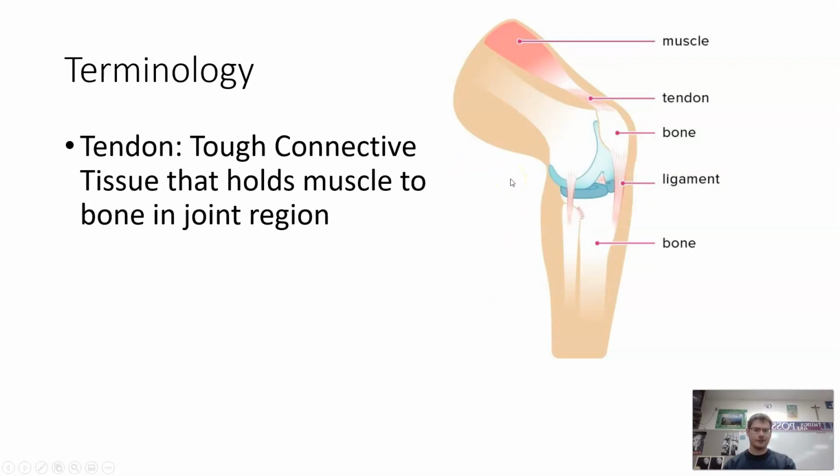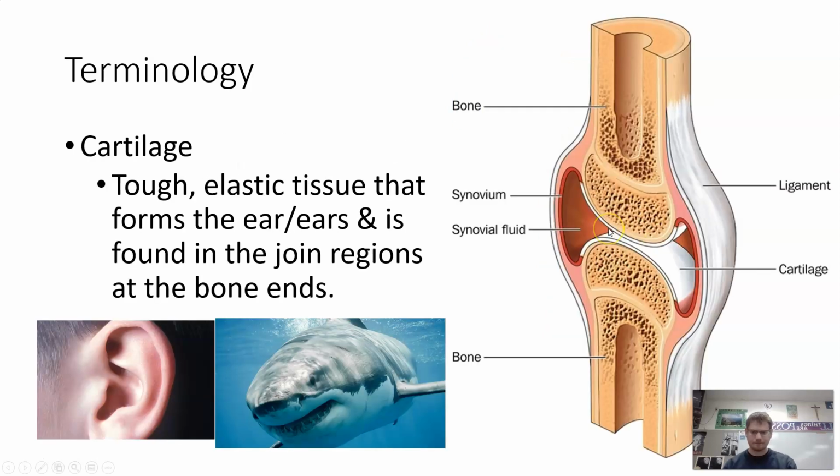Tendon, tough connective tissue that holds muscle to bone in the joint region. So this is a little different from a ligament, as this holds from bone to muscle in the joint region. And in your ankle, you'll have multiple tendons and ligaments that can be sprained or broken. And we'll talk about that later.